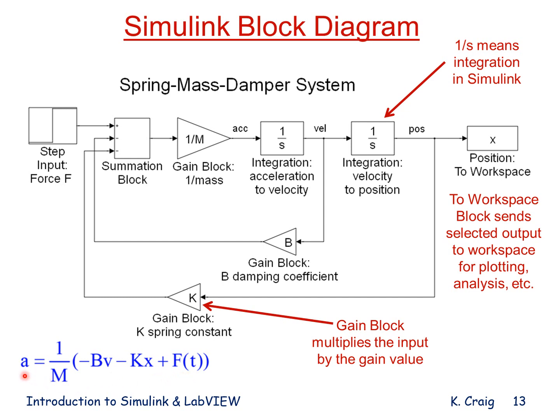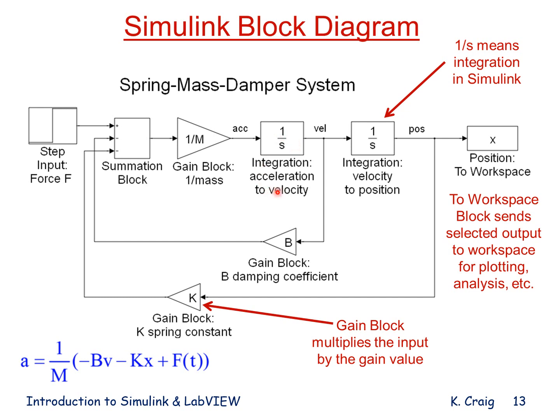I solve for that. And I note that A, the acceleration, is equal to the sum of three terms times a constant 1 over m. So my Simulink diagram starts off with the acceleration, as represented by this line. Now to get velocity, I must integrate. Now I don't integrate myself. I let Simulink integrate for me. It numerically integrates. 1 over s is the symbol in Simulink for integration.